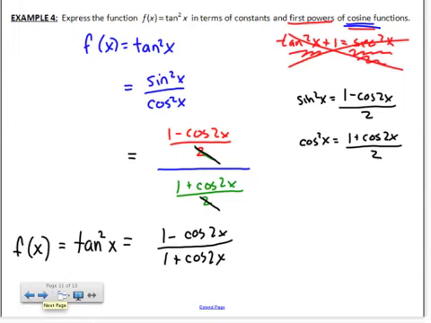Hey, can I cancel the cosine 2x's now? I got them both on the top. No! I can't cancel the ones and the ones, and the cosines and the cosines, and get a negative over a positive, which is negative. There we go. Our answer's a negative sign. No. All right, the math comedy tour has now ended.